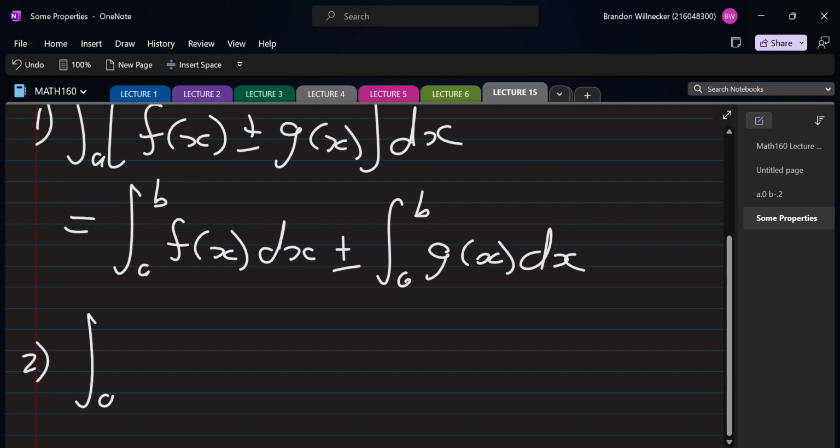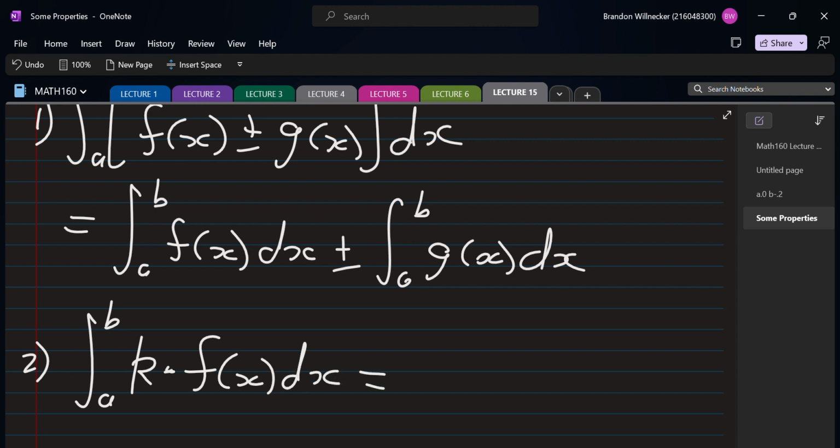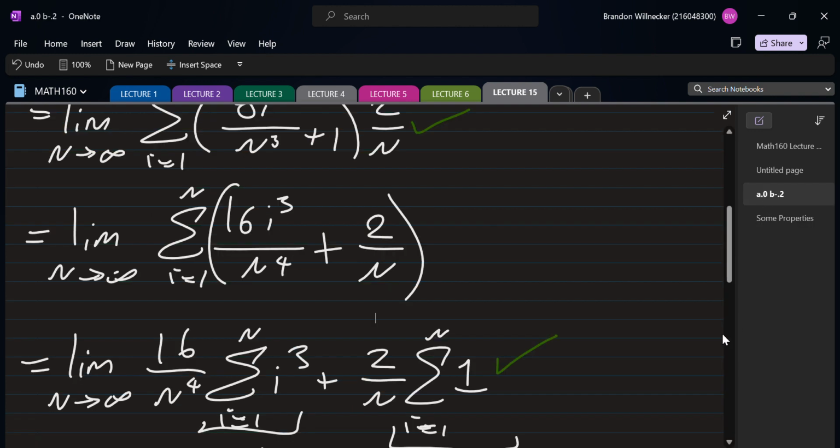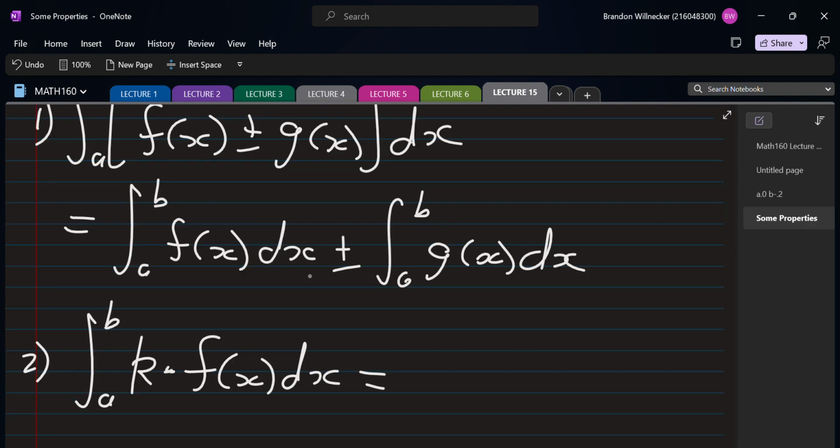Number two, if we have the integral from a to b of some constant k times f of x dx, this k is a constant. If we go back here to how we used the sums, see, we had 16 over n to the 4. That was a constant. We could take that out. 2 over n, that was a constant. We could take it out. Okay, so this property of taking constants out of the sum carries over to these properties of definite integrals. So this k we can also take out.